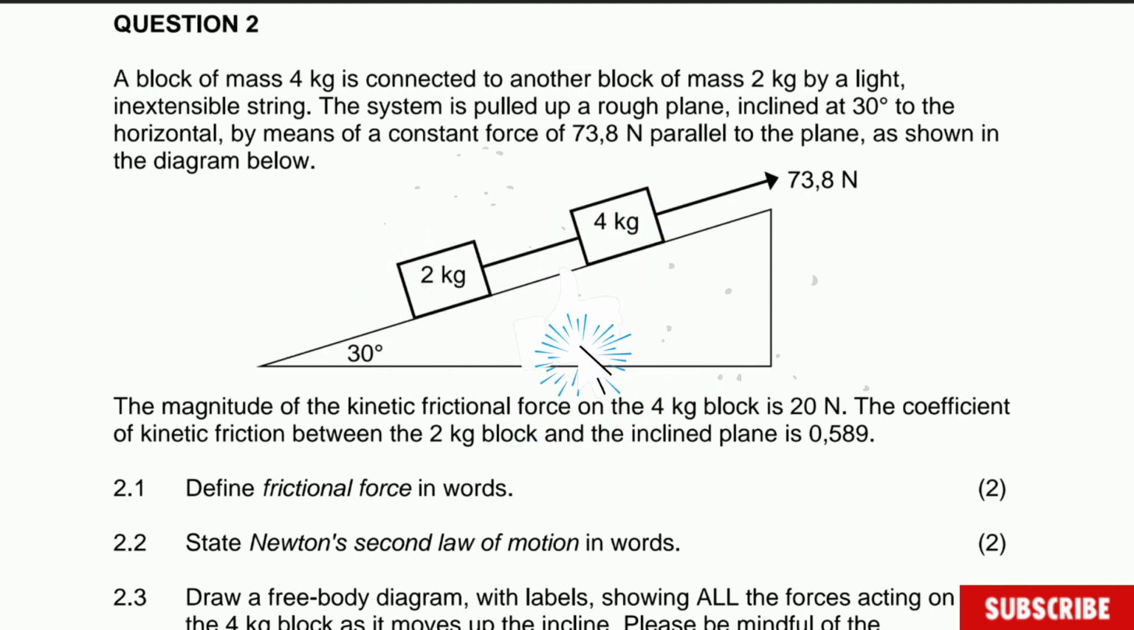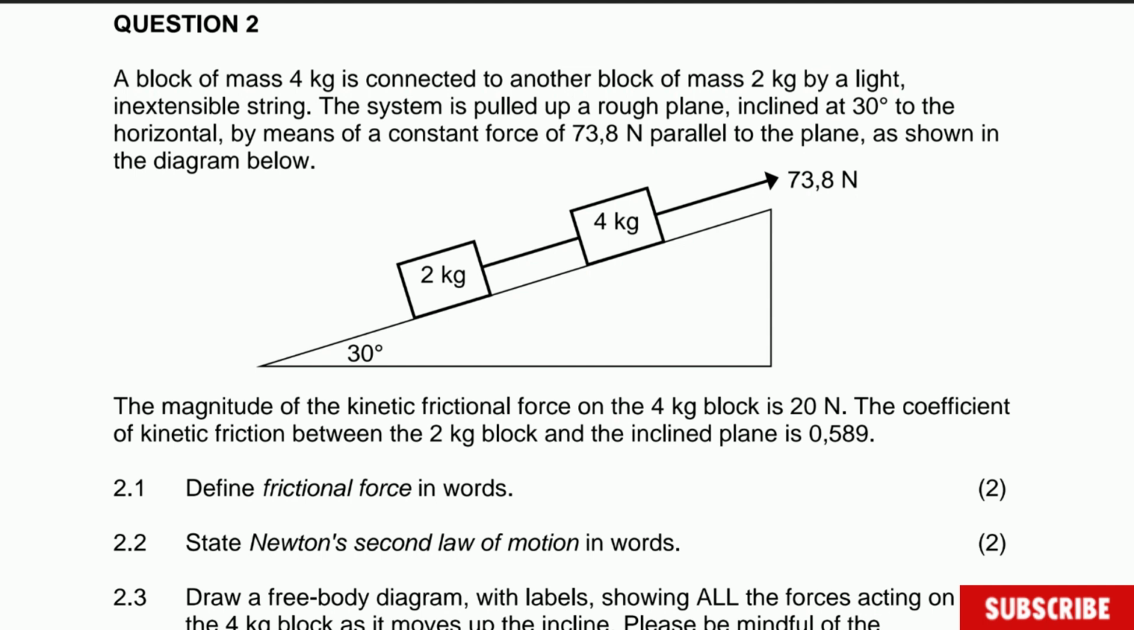Now, this question says a block of mass 4 kg is connected to another block of mass 2 kg by a light and inextensible string. The system is pulled up a rough plane inclined at 30 degrees to the horizontal by means of a constant force of 73,8 Newton parallel to the plane as shown in the diagram below. And here is the picture of the question.